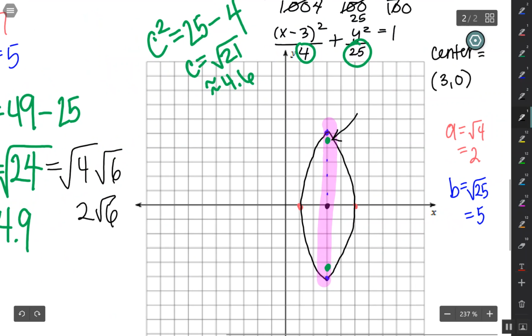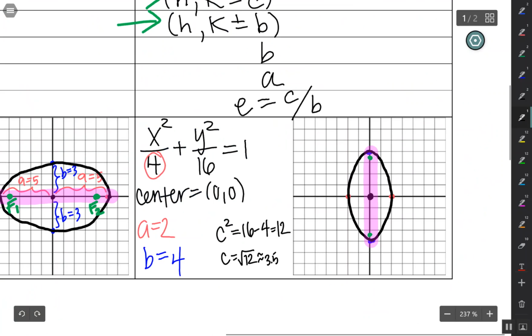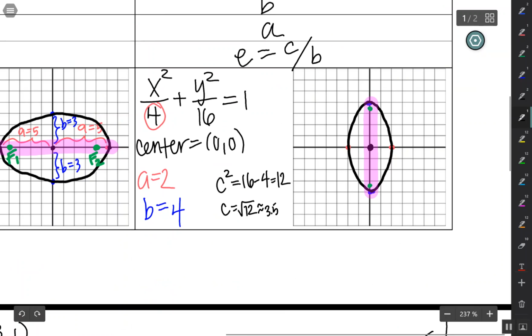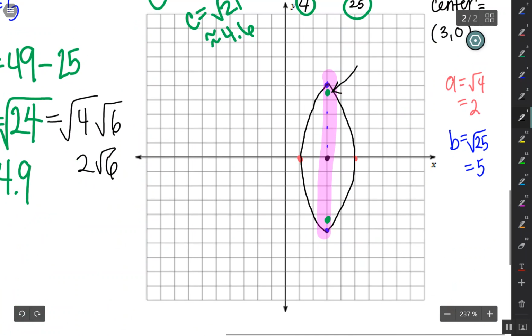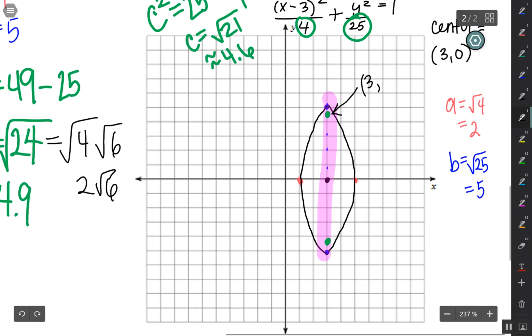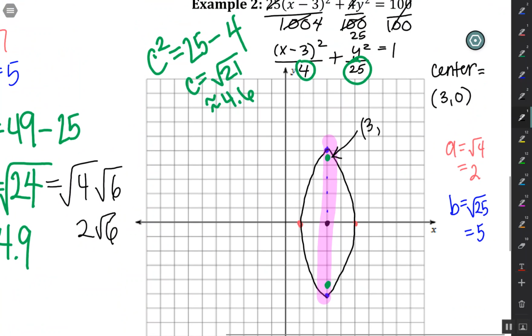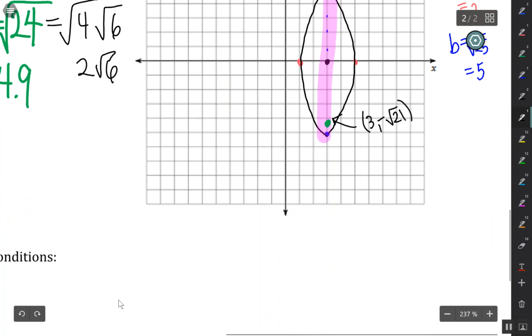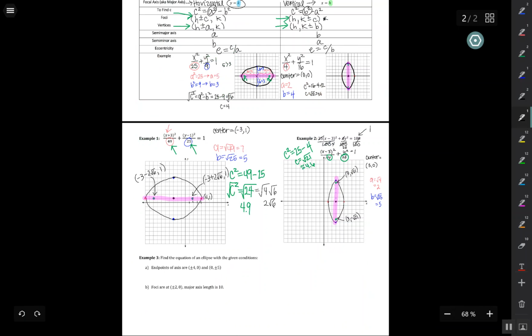Or if you need the exact coordinates of those foci, since b is greater than a, we would use this formula. You would add and subtract c from the k, not the h this time. So this is going to be 3, comma, and then k was actually 0, so I'm just going to make it plus the square root of 21. And this one's going to be 3, comma, minus the square root of 21. 21 is not simplifiable. Okay, so that's graphing them.